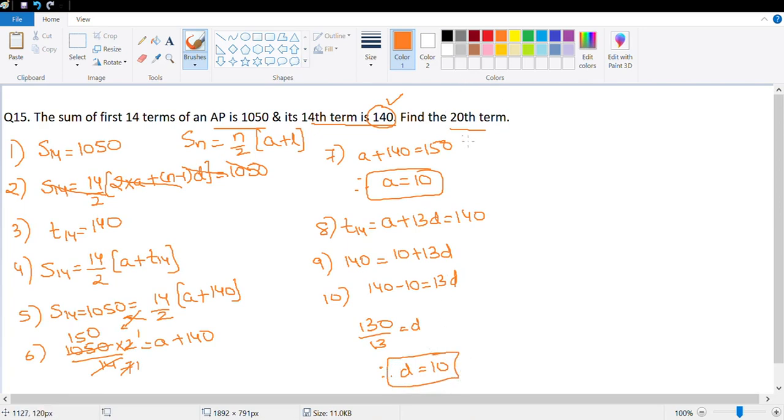We need to figure out the 20th term. So T20 would be equal to A plus 19D. In this case, 10 plus 19 into 10, that's 10 plus 190, which is equal to 200.